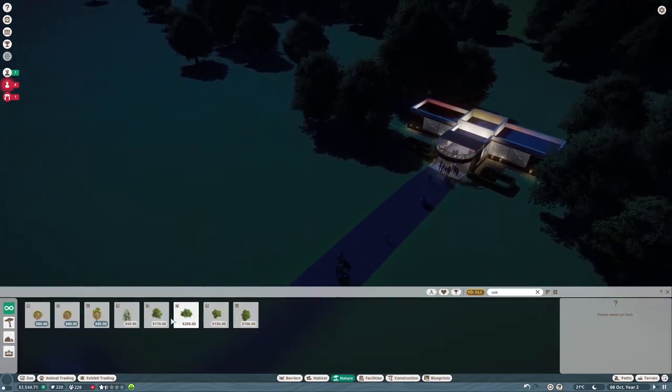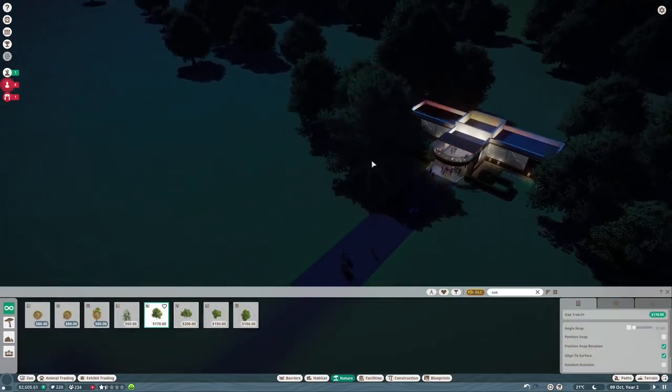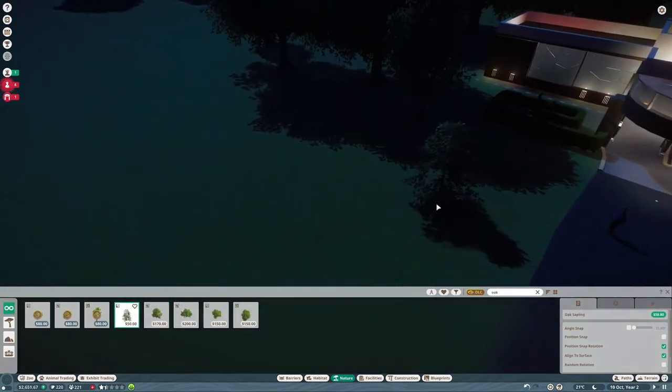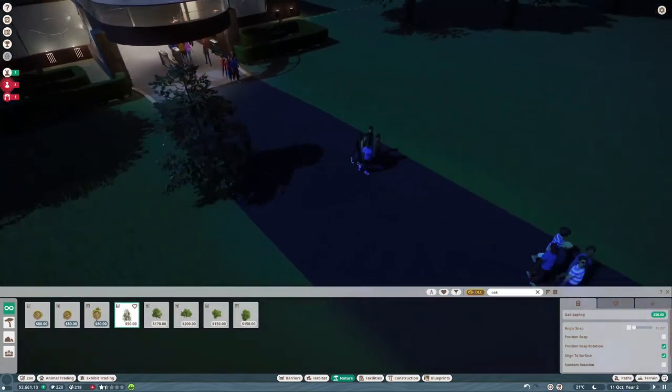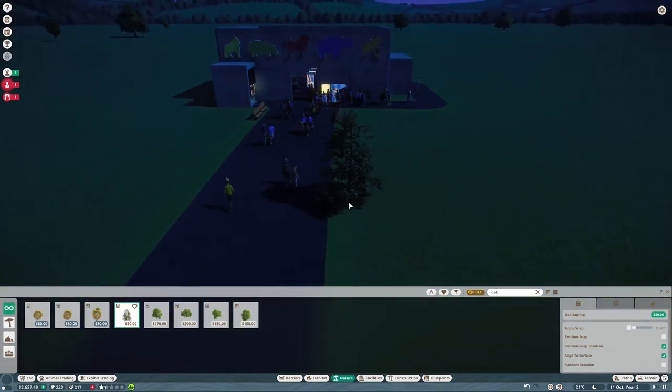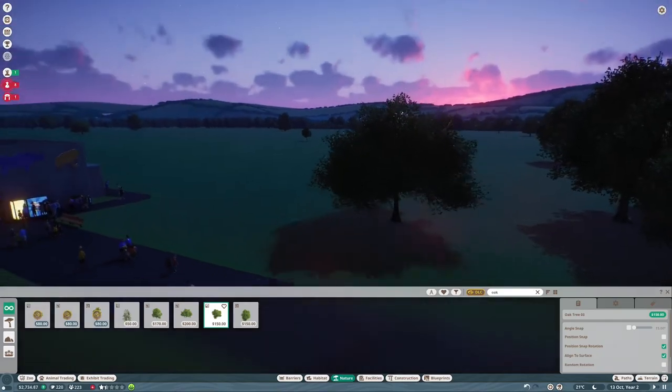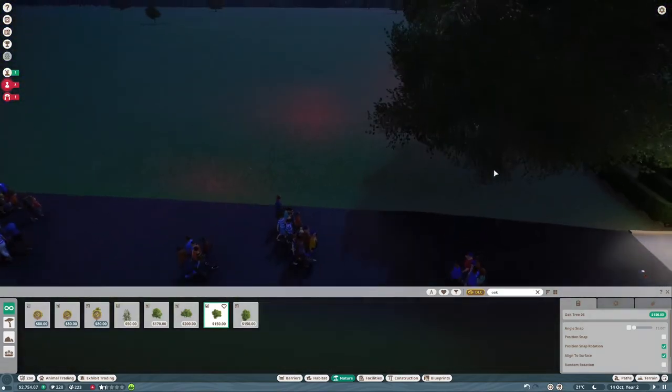We'll see. Okay. I don't know if I like the oak trees, to be honest. Do I? I'm undecided. I don't like that they're so bushy and so small. I feel like they're really small.